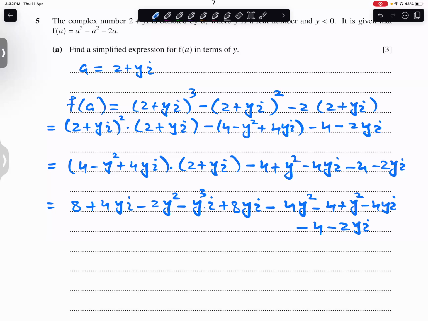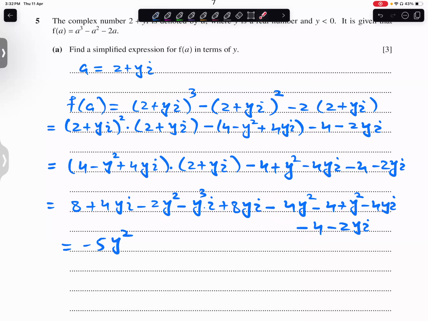Now, students, look at this carefully and write the real part separately and the imaginary part separately. Here you can see that 8 is cancelled out with minus 4. And then the real part you have is minus 2y square minus 4y square, which will be minus 6y square, and then plus y square, that will be minus 5y square. So my answer will be minus 5y square, my real part.